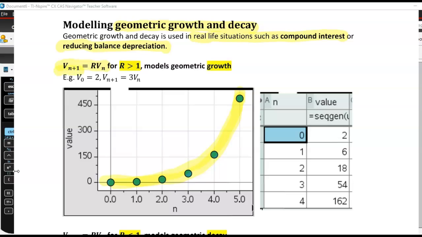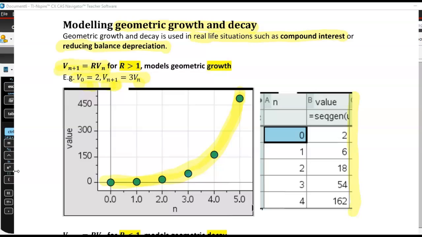So the formula here is Vn plus 1 equals R times Vn. Or in other words, the next value is what the last value was times by some rate. For the example I've drawn here, I've got V0 equals 2, Vn plus 1 equals 3 Vn. In other words, 3 times Vn gives you Vn plus 1. And I've done a little table of values here as well.